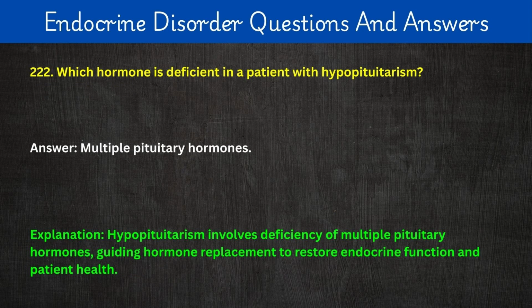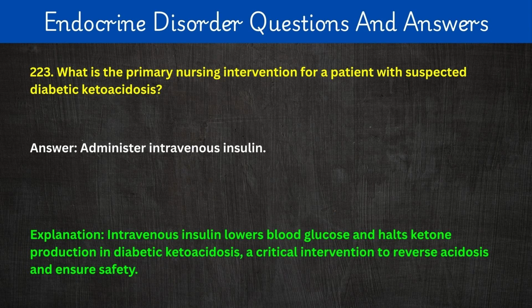222. Which hormone is deficient in a patient with hypopituitarism? Answer: multiple pituitary hormones. Explanation: hypopituitarism involves deficiency of multiple pituitary hormones, guiding hormone replacement to restore endocrine function and patient health.